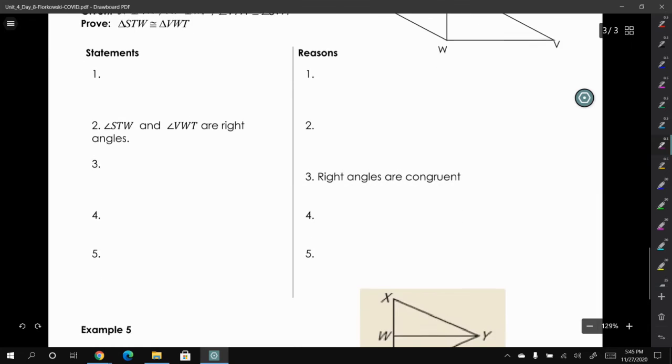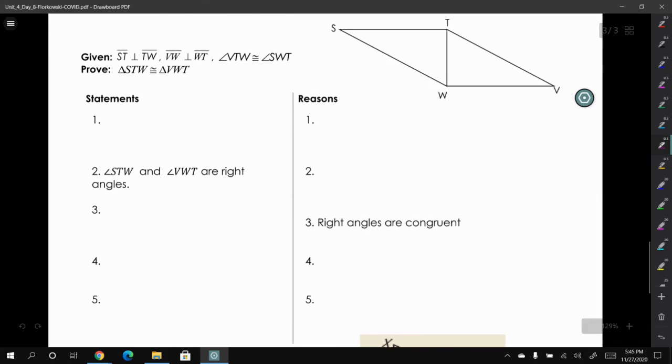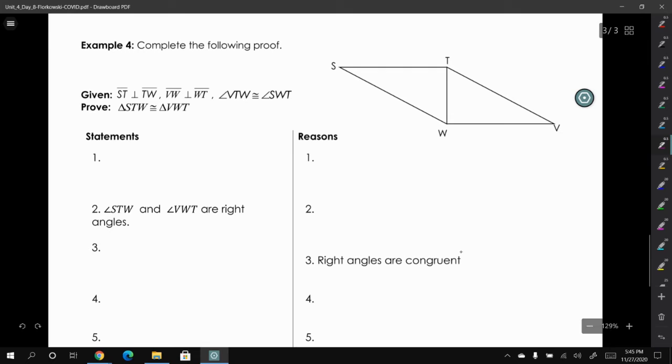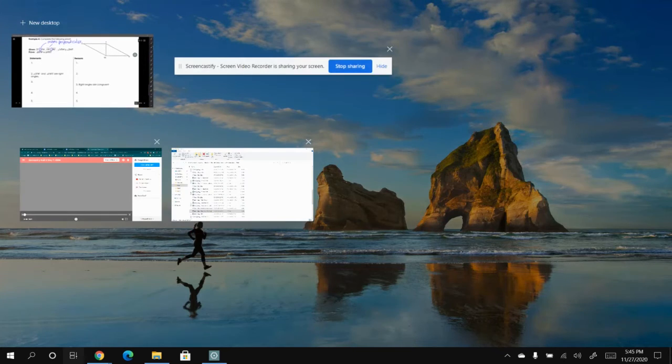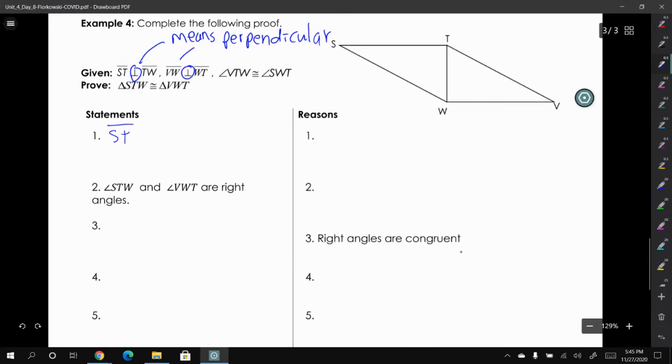Now, the fourth one, you'll notice that there's a lot more. We have 5 of these things now. So let's look at our given. Remember, this symbol here, that upside down T, means perpendicular, which means we'll have a right angle when those lines form. So let's write down our given stuff. ST is perpendicular to TW. VW is perpendicular to WT.